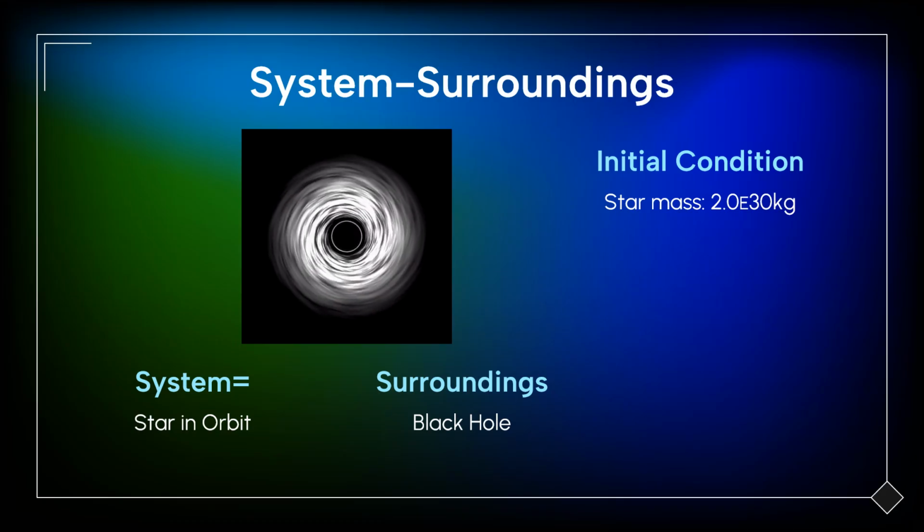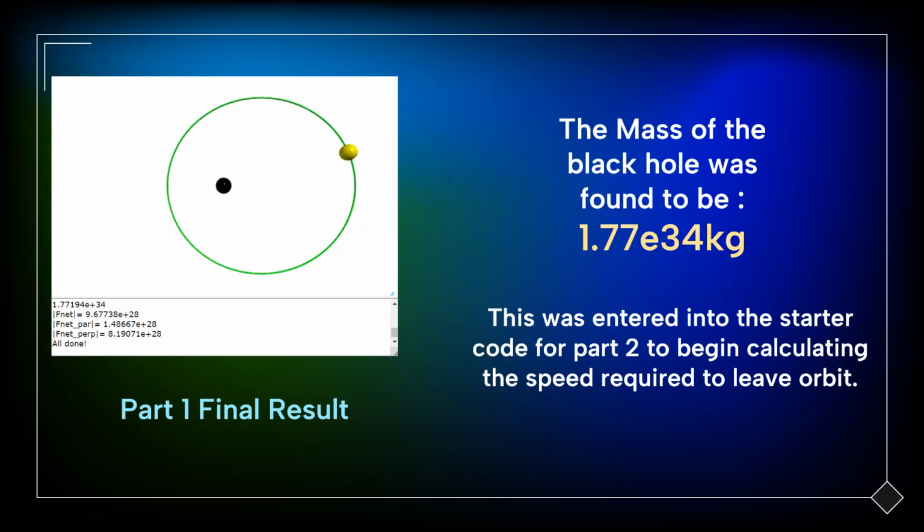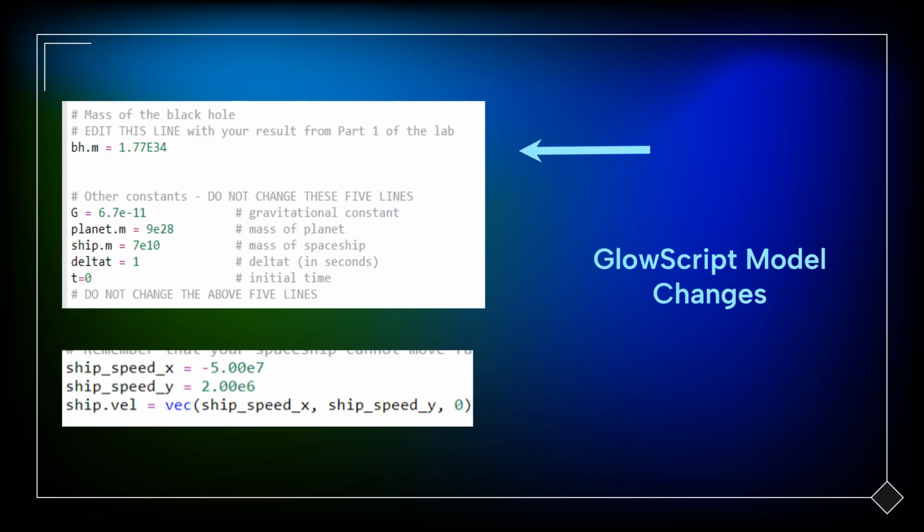So for part 1, here are the system and surroundings and the initial conditions that I'll be using and plugging into the starter code in order to derive a mass of the black hole. The mass of the black hole was found to be 1.77 times 10 to the 34th. And this was entered into the starter code for part 2 to begin calculating the speed required to leave the orbit.